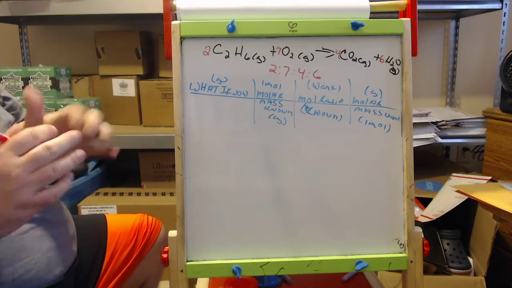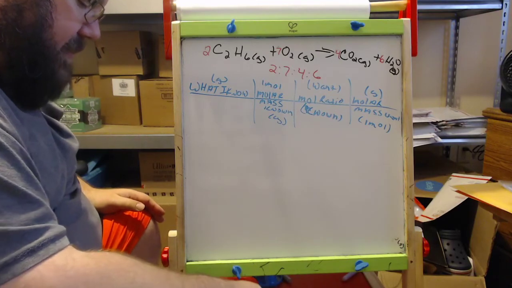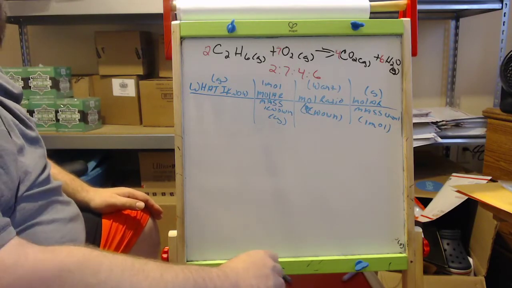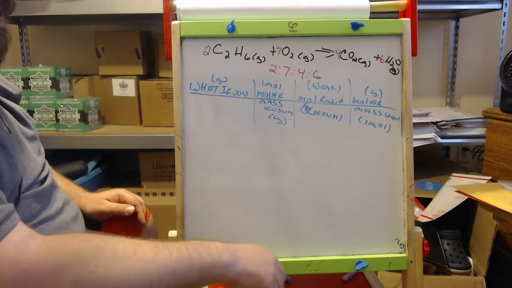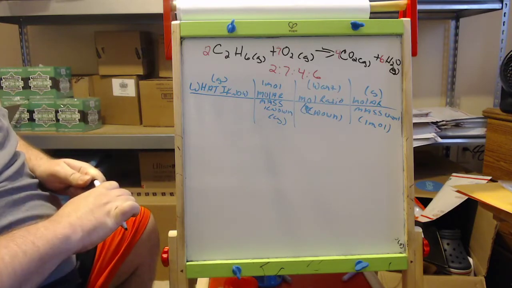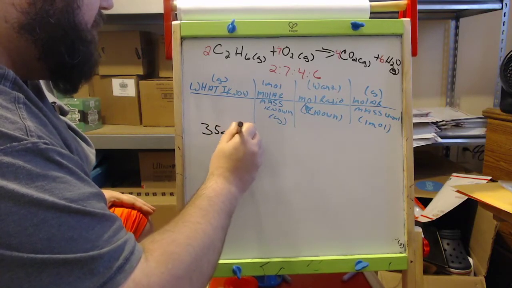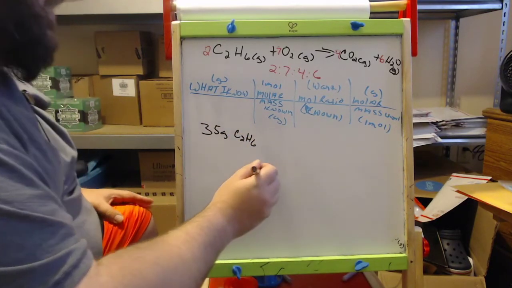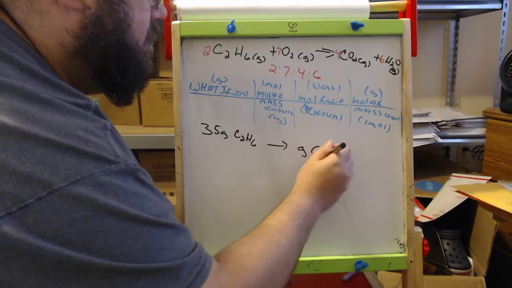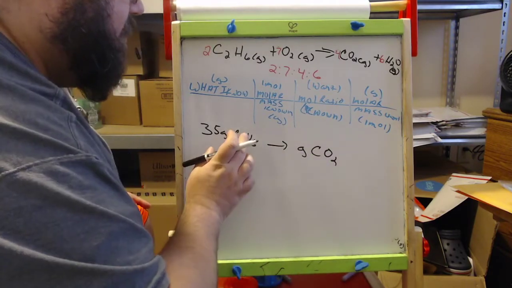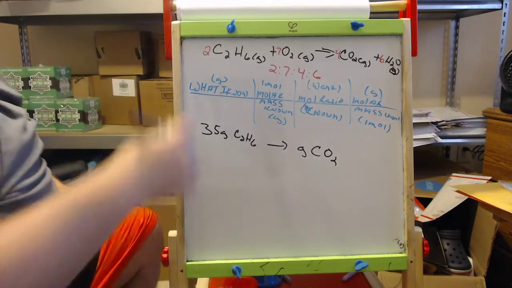So we would do a problem just like we did yesterday, or in our previous lecture. We would do a problem very similar. What if I said to you, okay, we are going to start with 35 grams of C2H6, and I want to know how many grams of CO2 did we get out? Well, that's weird. We're comparing a totally different compound to a totally different compound. Well, let's just follow our path.